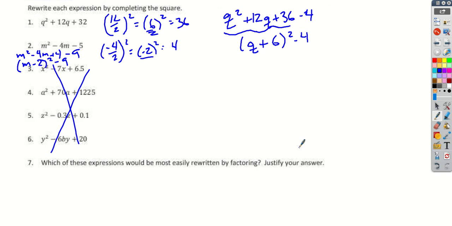So I'm going to throw on the play, pause it, keep watching, finish up the next couple questions, probably just 2 questions today on completing the square, and we'll go from there.